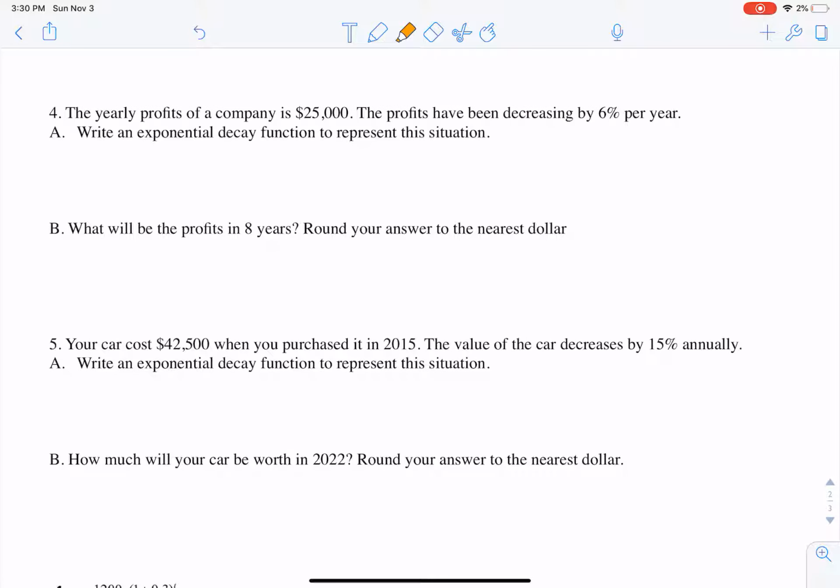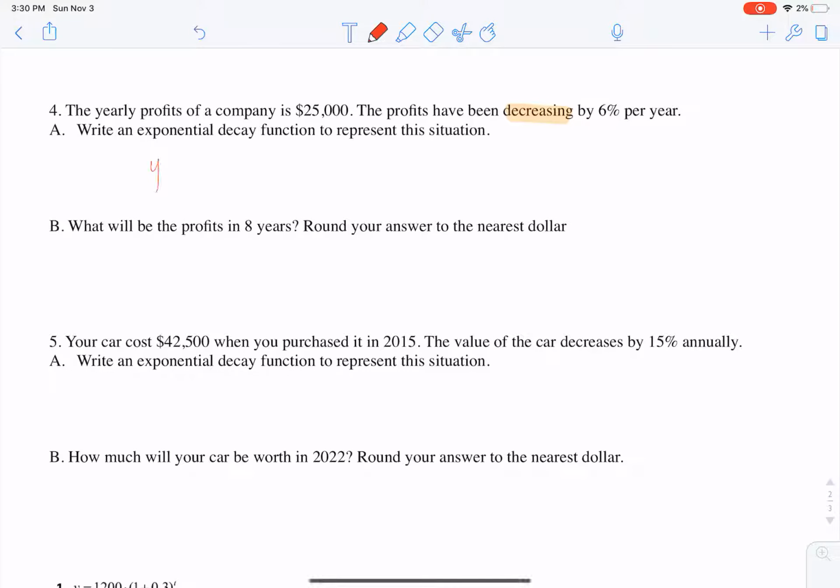Let's sort of get to chatting about some of these decreasing pieces. The yearly profits of a company is $25,000. The profits have been decreasing by 6% per year. So we'll do the same thing here. y equals 25,000, except since we're talking about something that's decreasing, 1 minus 0.06 raised to the x power.